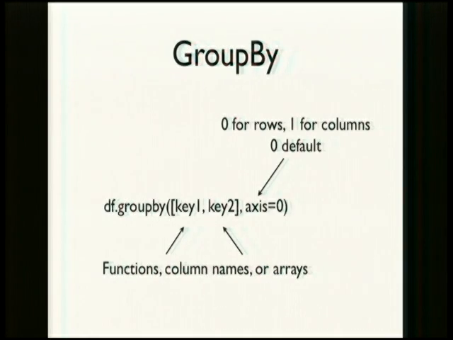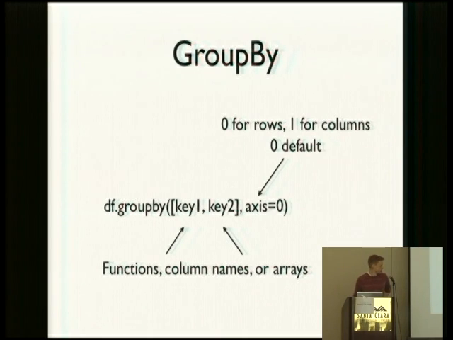So when you do a group by, we're going to be doing a lot of group by in this tutorial. So that's why I wanted to explain what's going on here. You have a data frame, and you have this method group by, which is the entry point to the sort of group by machinery. You pass either a single key or a list of keys. Again, these can be either column names, or functions, or arrays. So it can be any of these three.